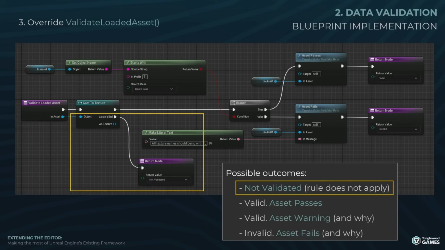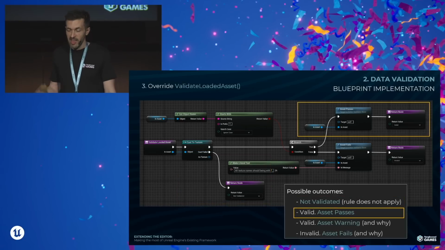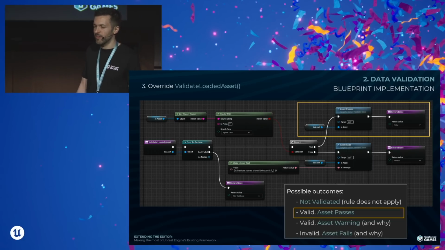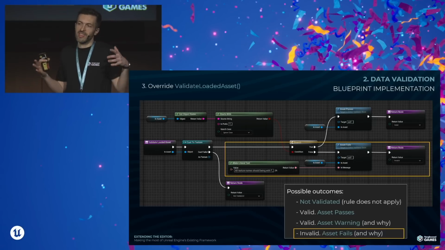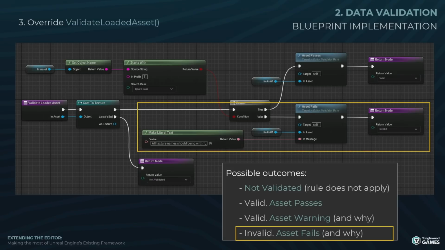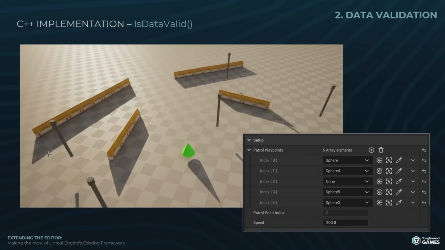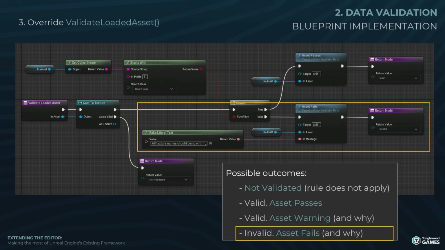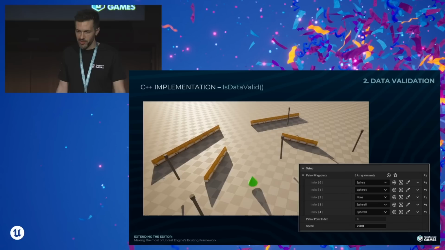Here we have different possible outcomes. If this doesn't apply in the first place, we can return not validated. If this follows the naming convention, we say it passes and return valid, and if it fails, we actually send a message to the user saying why we failed. This is very important. We have the option to also send a warning even if we pass, but it's usually a good idea to be a bit more black and white with your rules.